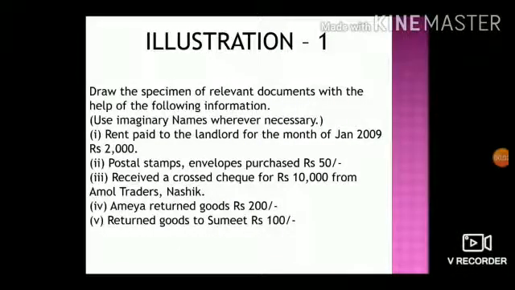Now, let us understand about these source documents in a better way through the illustration problem. Draw the specimen of relevant documents with the help of the following information. Use imaginary names wherever necessary. Rent paid to the landlord for the month of January 2009, rupees 2000. Postal stamps, envelopes, purchased rupees 50. Received a crossed check for rupees 10,000 from Amol Traders, Nashik. Ameya returned goods rupees 200. Returned goods to Sumit rupees 100.